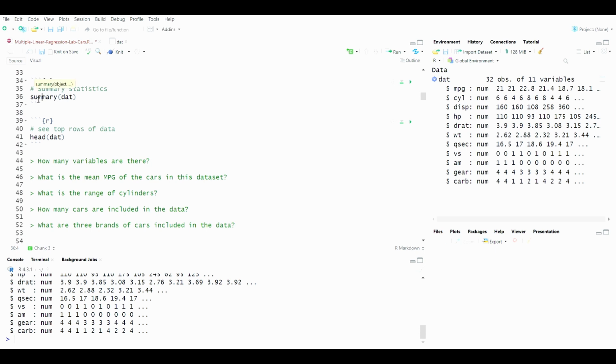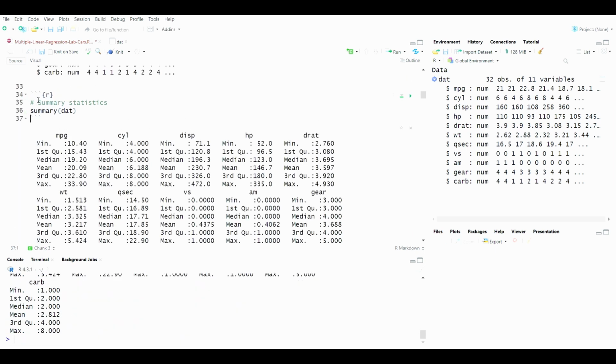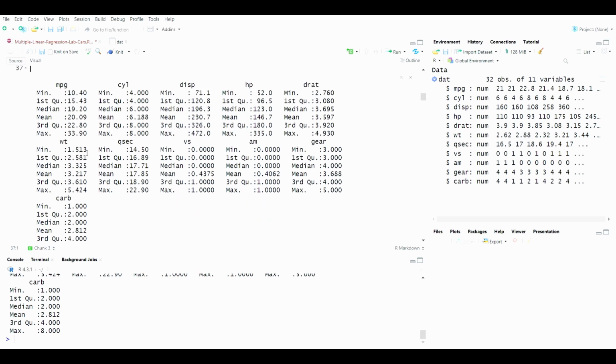Scrolling down to summary statistics. If we run this command summary(dat), we get a handy output that shows us a summary of all the variables. There's the 5-number summary, minimum, first quartile, median, third quartile, and max. It also has the mean for all the different variables, miles per gallon, cylinders, displacement, etc.